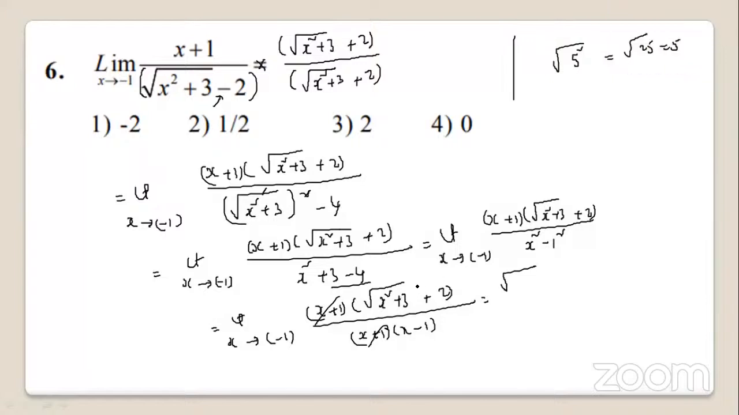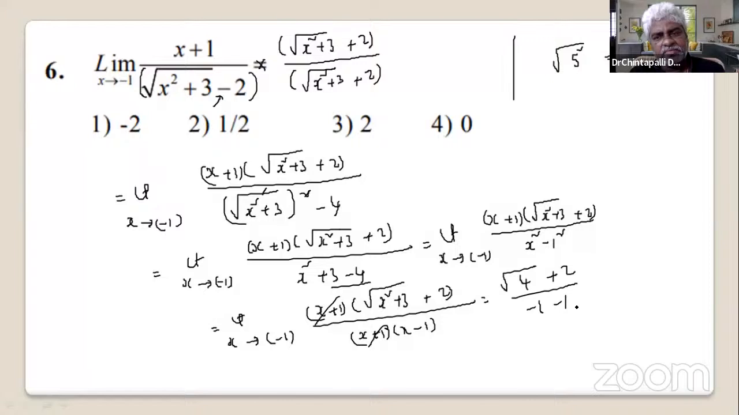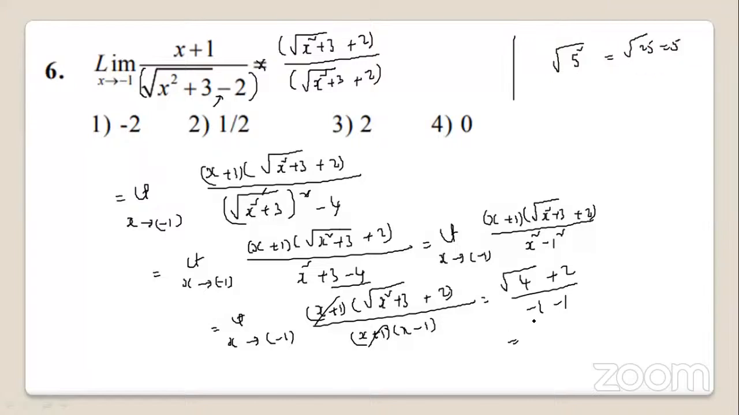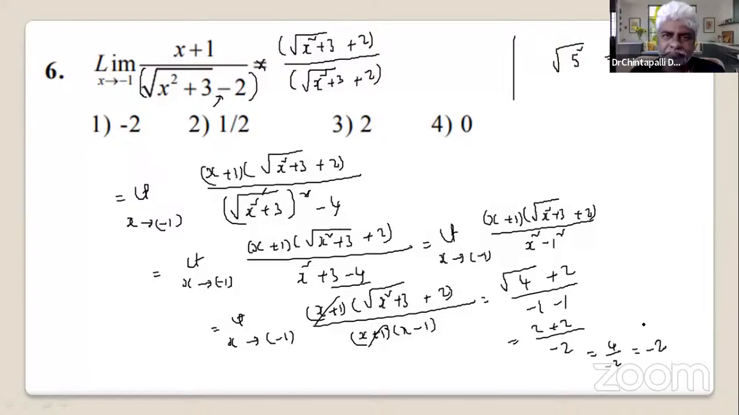1 plus 3, root 4, plus 2, by negative 2. Root 4 is 2, plus 2 is 4, so 4 by negative 2, which is negative 2, sir. Is negative 2 the answer? Option 1, sir.